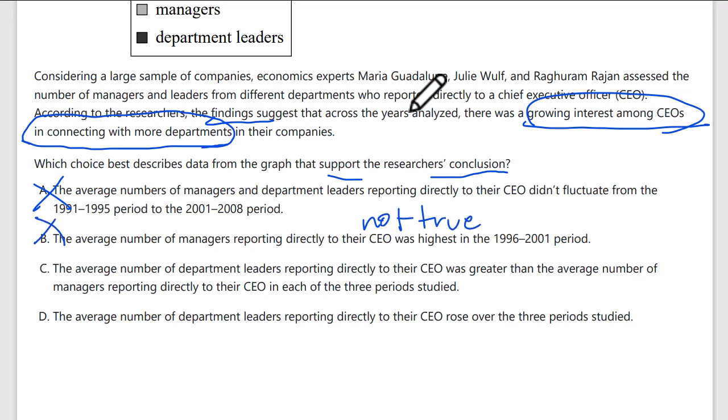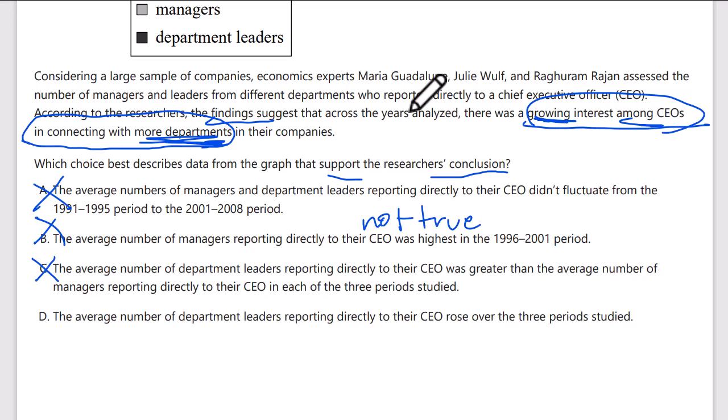C, the average number of department leaders reporting directly to their CEO was greater than the average number of managers reporting directly to their CEO in each of the 3 periods studied. Okay, so this is focused on the differential. Does that say that there's a growing interest to connect with more departments? No, that says there are always more department leaders that CEOs connect to from the beginning to the end, so that shows no change there. There's nothing we can conclude to answer our condition.